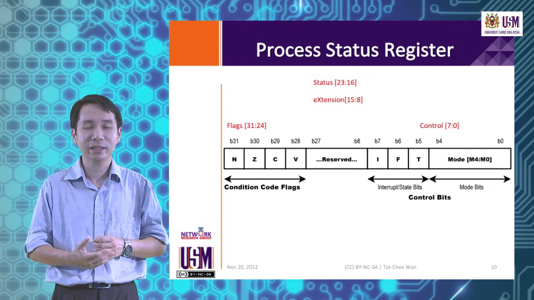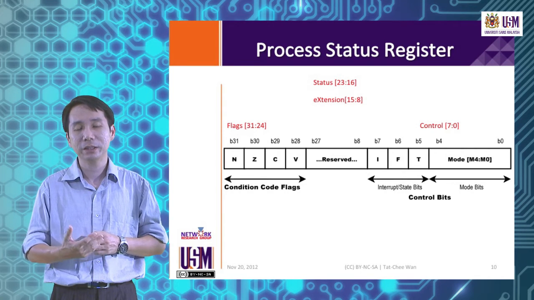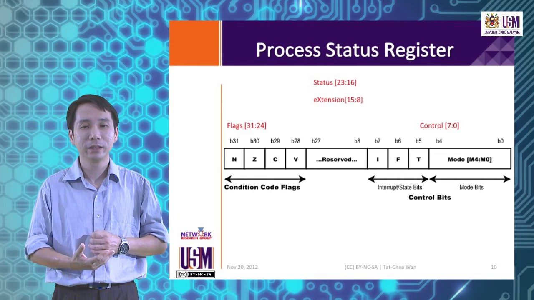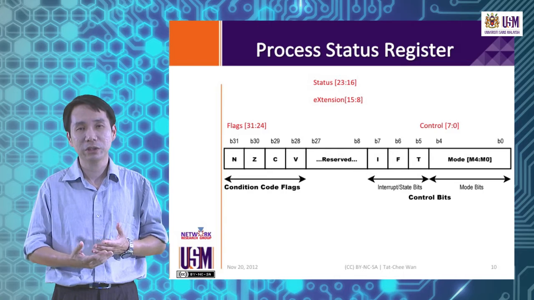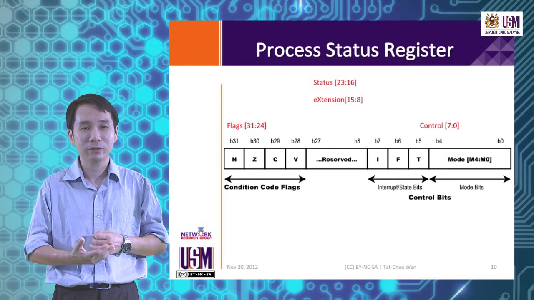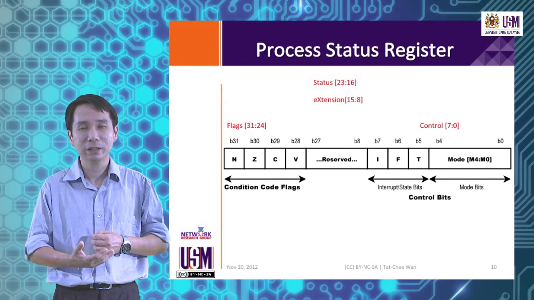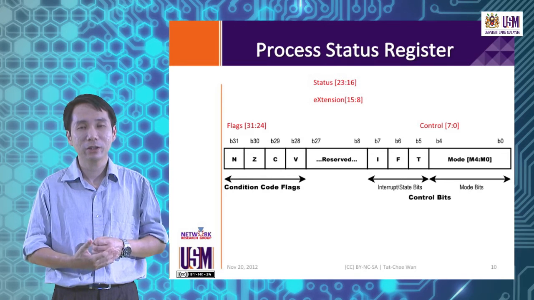Here we look at the processor status register in more detail. We see that the control bits are from bit 0 to bit 7, and include the mode bits and the interrupt and state bits. The status and extension bits in the PSR on the ARMv4T architecture are not defined, they are reserved, so we will not cover those. Finally, the flag bits, from bit 24 to 31, include the condition code flags, which are used for determining the current state of the processor after an arithmetic or logic instruction or compare instruction has been executed.